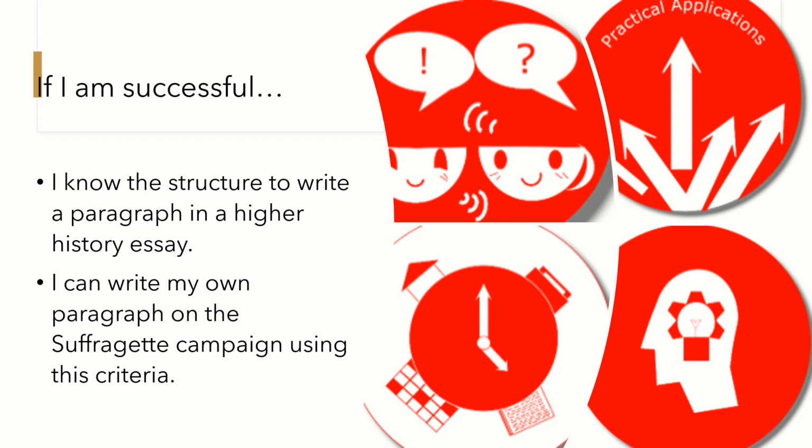So again, just bear in mind what we're trying to achieve here: if we have been successful, you'll know the structure to write a paragraph in a Higher History essay. So remember, that's our KKE. Just like for the introductions, we remember the criteria is background, line of argument, factors. For paragraphs, remember this KKE. And now what I would like you to do, using this structure, is write your own paragraph on the suffragette campaign. Thank you.